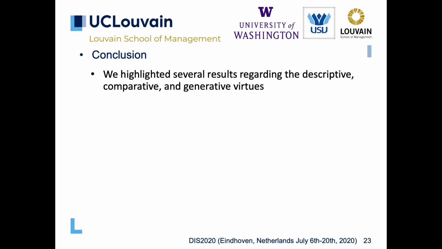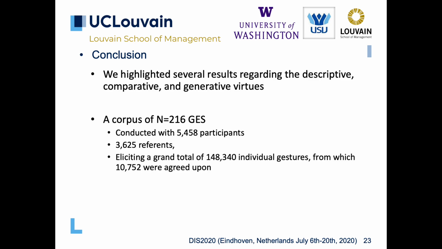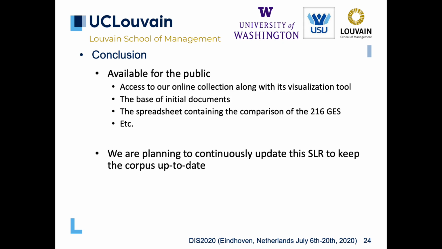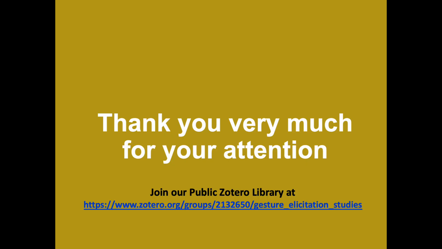Conclusion. We highlighted the results in descriptive, comparative, and generative virtues. We have a corpus of 216 GES with 5,458. The information is available to the public. We are planning to continuously update this SLR.